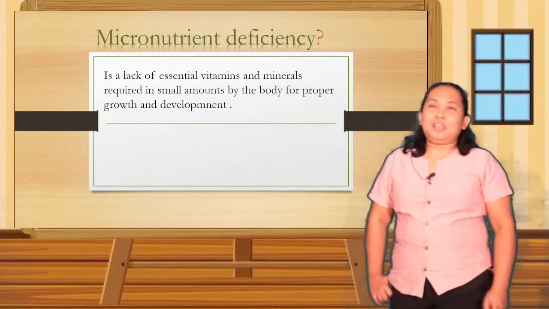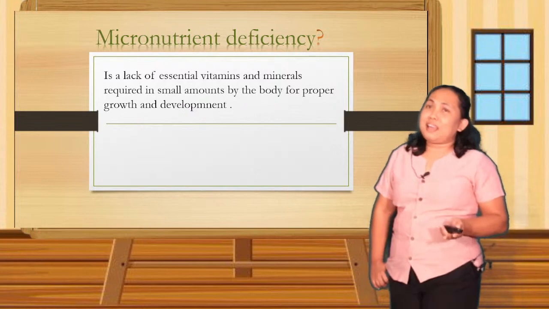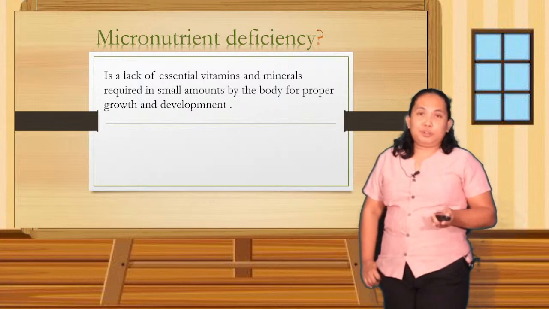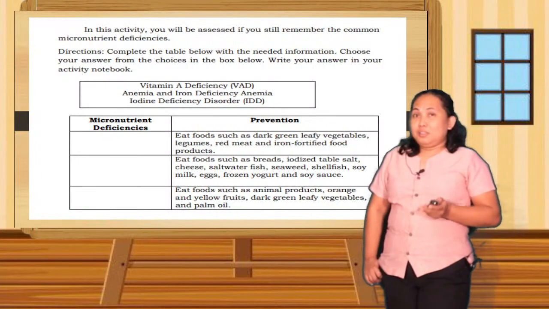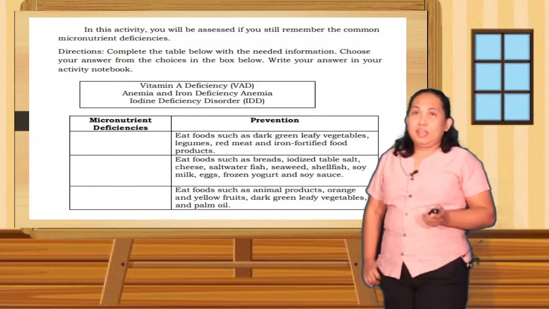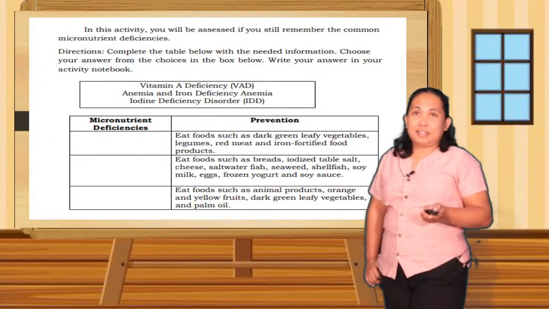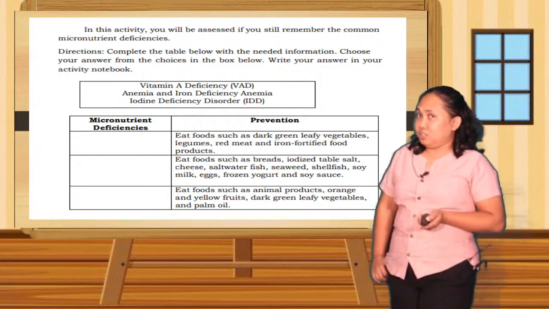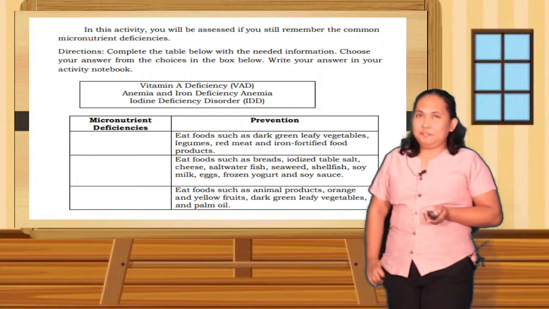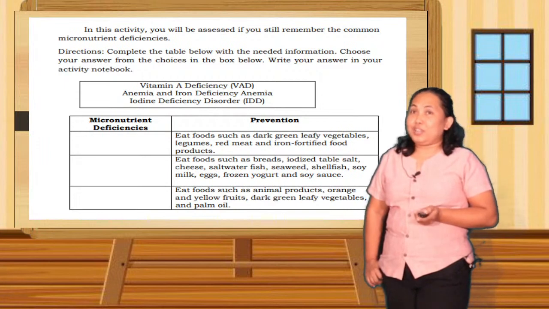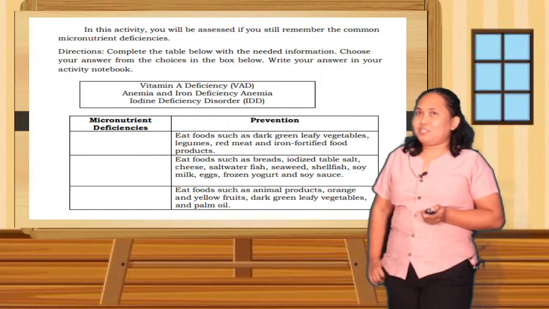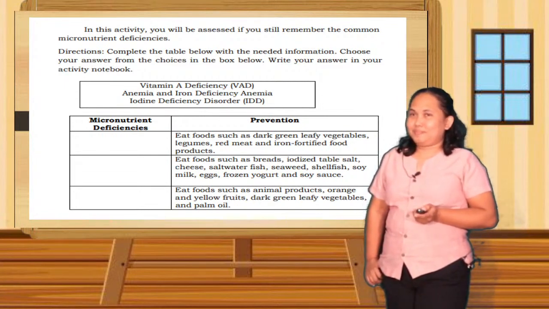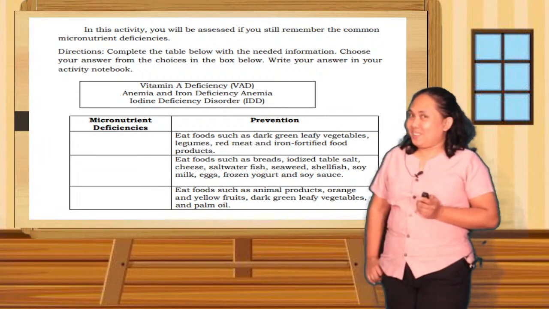Okay, so when we're talking about micronutrient deficiency, it is a lack of essential vitamins and minerals required in small amounts by the body for proper growth and development. So as you see on the screen, there is an activity for you to be assessed if you still remember the common micronutrient deficiencies. For the direction, complete the table below with the needed information. Choose your answer from the choices in the box below. Write your answer in your activity notebook. So grab your pens and your notebooks. Okay, are you ready? Let's start.